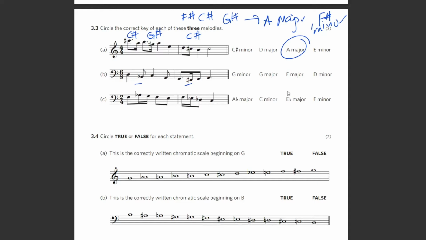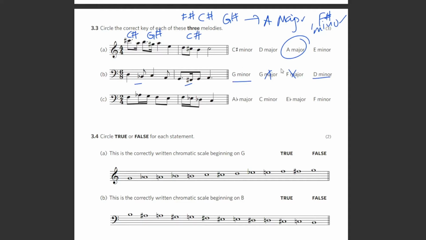Why? Because for minor, you need to sharpen the 7th note if it's a harmonic minor, or sharpen the 6th and 7th notes for ascending melodic minors. But for majors, you will have either all flats or all sharps. You won't have flat and sharp. So all the majors are out already. So you only have G minor and D minor.